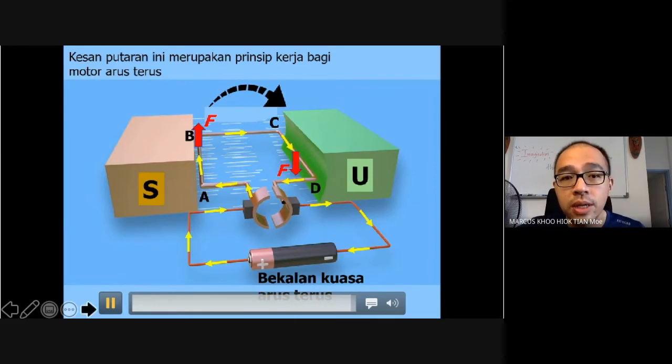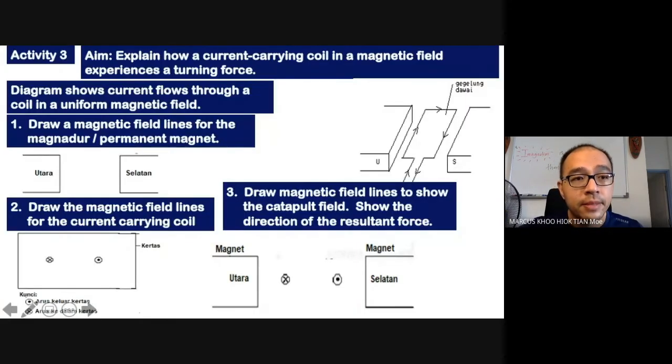Okay, so let's do this together. First of all, I think you should be able to do number one, number two, and number three. Yes, you should be able to do this. Draw the magnetic field lines for the magnet. This is north, this is south. Draw the magnetic field lines for a current carrying coil. Draw the magnetic field lines to show the catapult field, and show the direction of the resultant force.